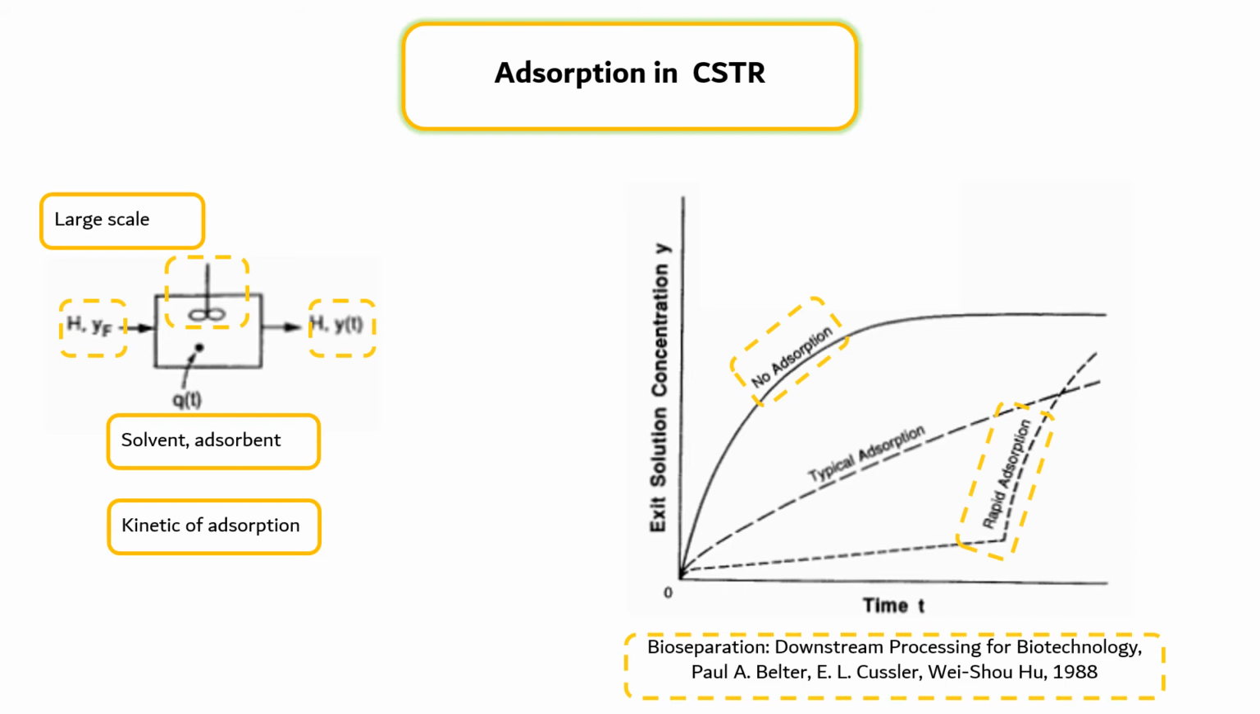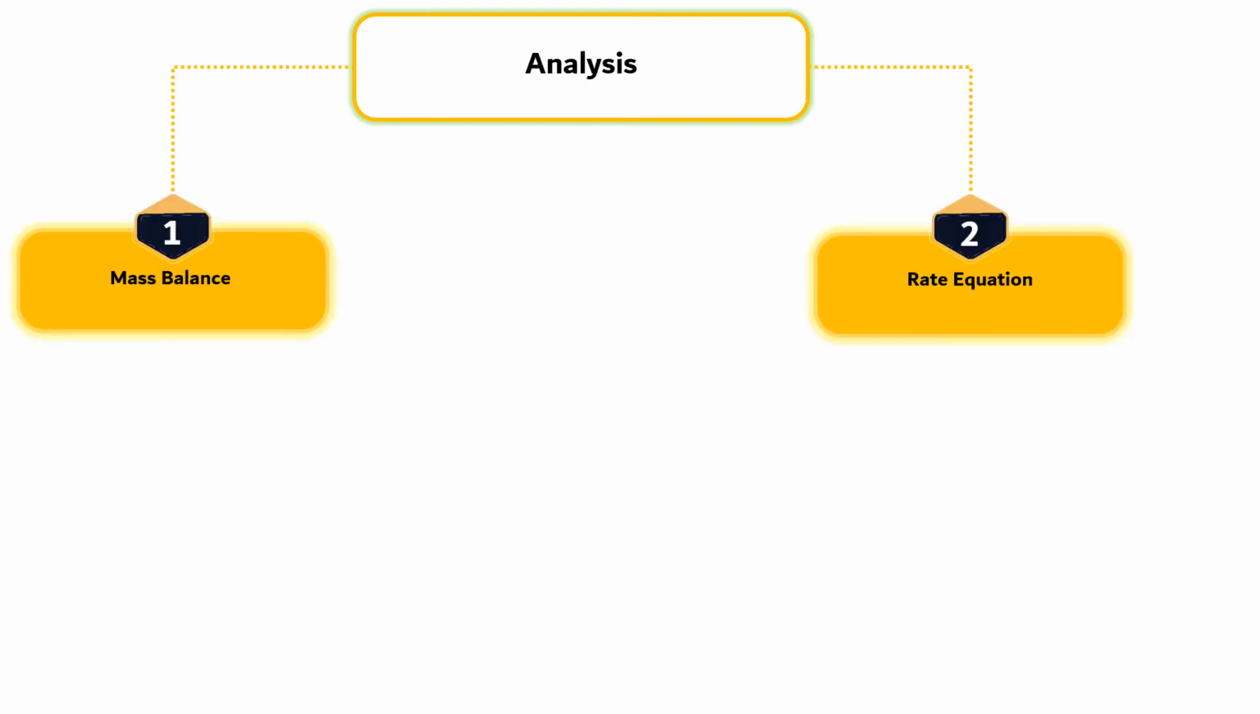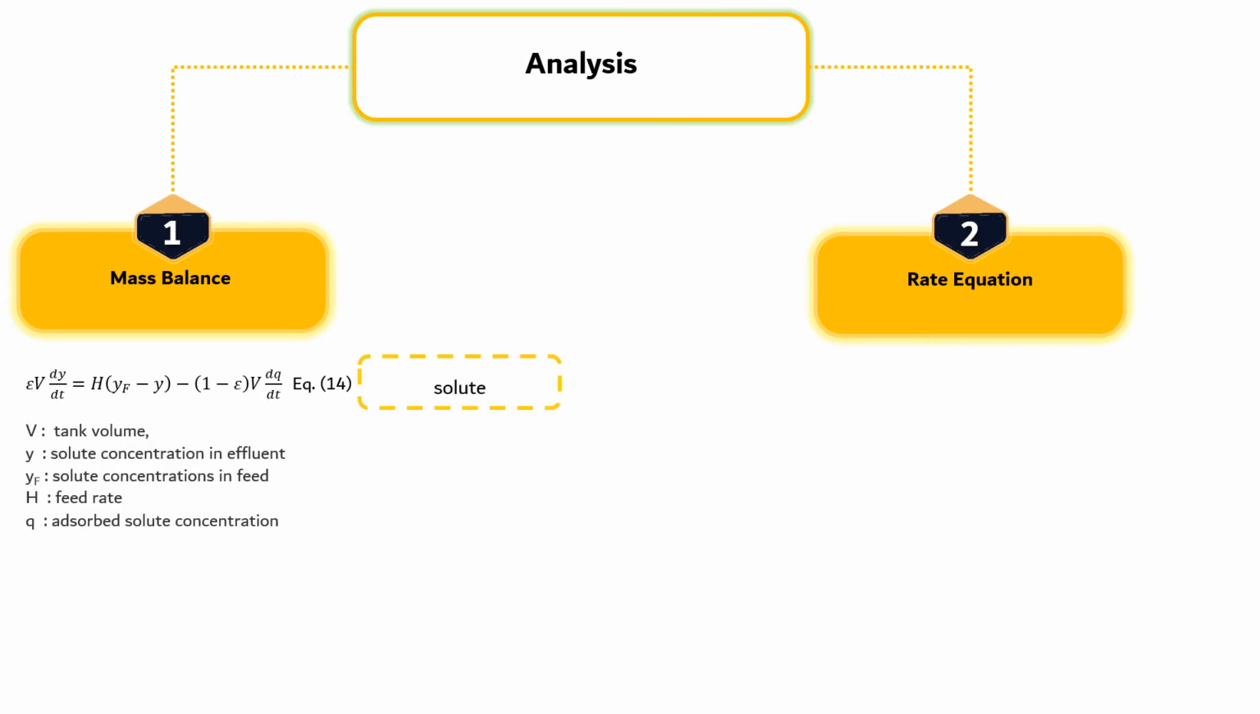In most cases, adsorption will occur at a finite rate. This case will lie between the other two, as shown in the figure. The mass balance of solute in the liquid is shown in equation 14. A similar mass balance in the adsorbent gives equation 15.